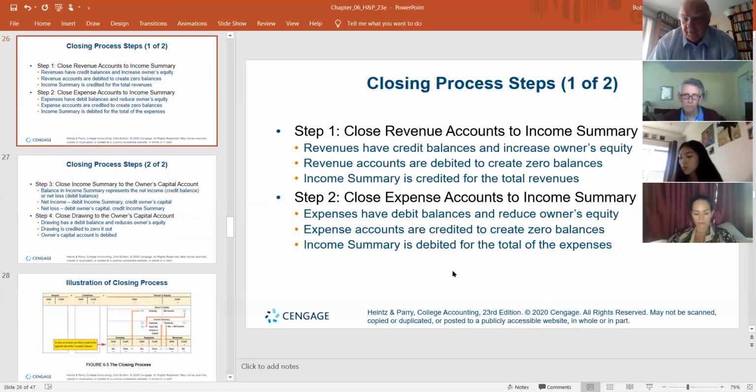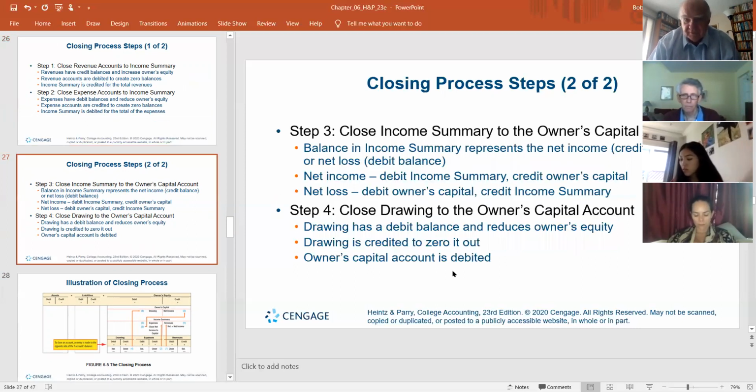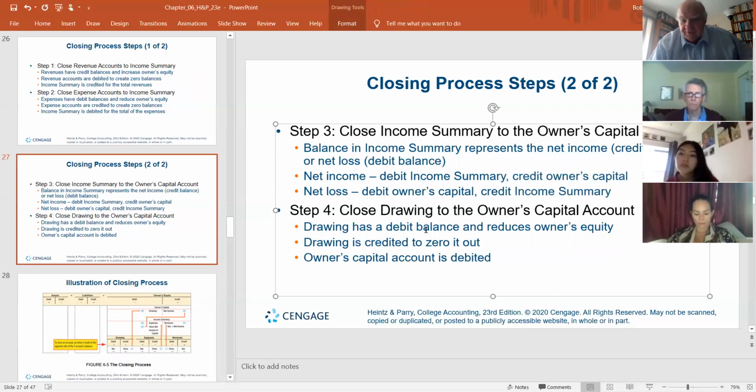So step one, close the revenues. Step two, close the expenses. At that point, you've got your net income sitting in income summary. And hopefully, we're going to be able to debit income summary to zero that out and bring it over to owner's capital. Drawing has a debit balance. We're going to credit that.